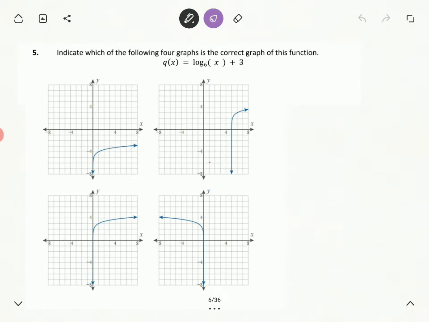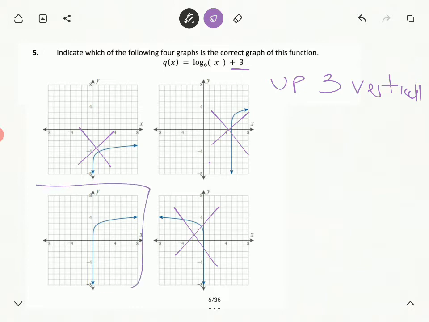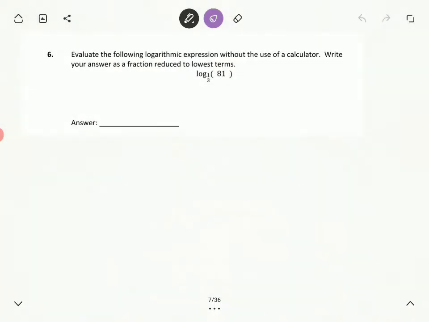Example number 6. Evaluate the following logarithmic expression without the use of a calculator. Write your answer as a fraction in lowest terms. So to rewrite this, we take our 81 is equal to 1/3 raised to the x power, because we don't know what that is. We're going to rewrite 81 as a power of 3. 81 is 9 times 9, which is 4 3s. 3 times 3 times 3 times 3. All right, so that's going to be 3 to the 4th power is equal to 1/3 to the x.